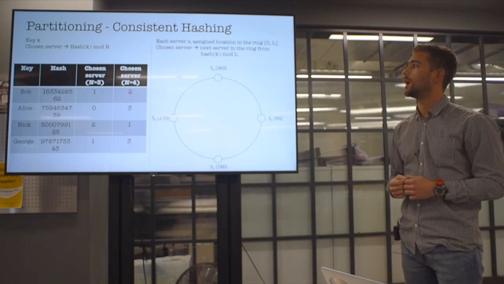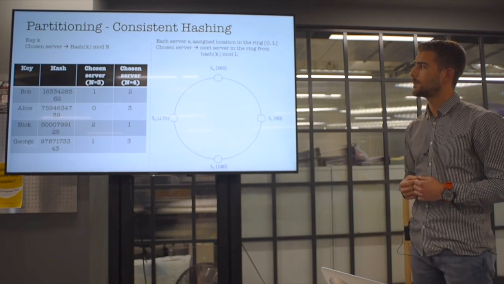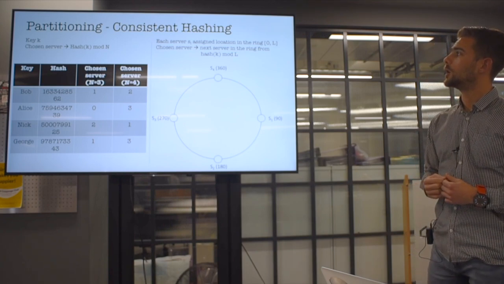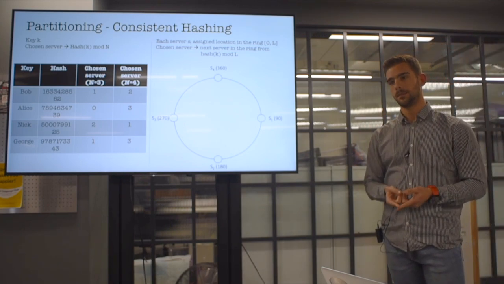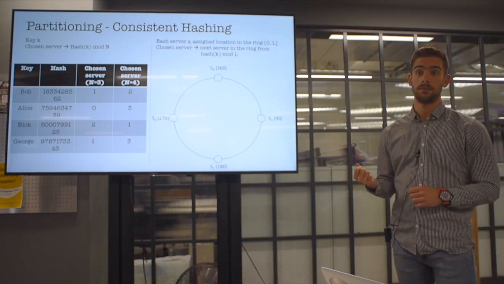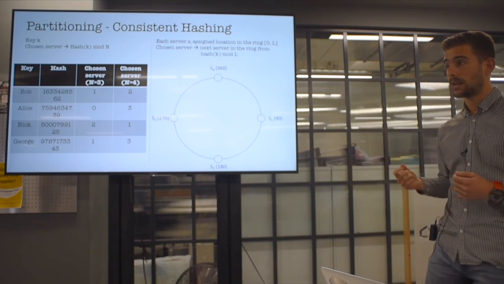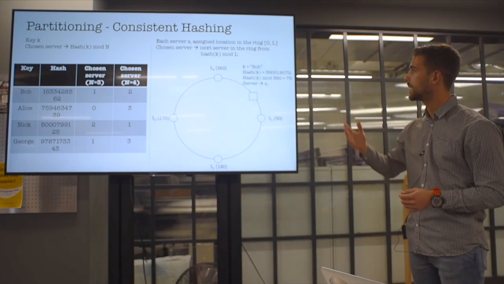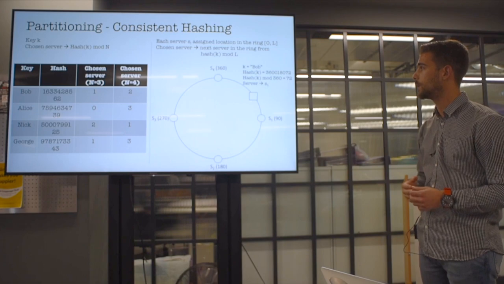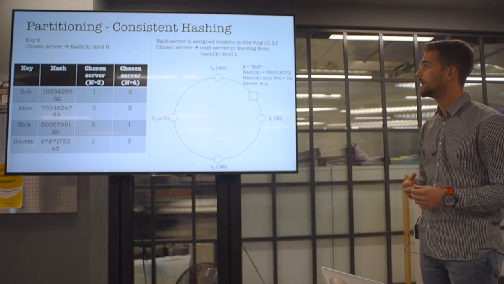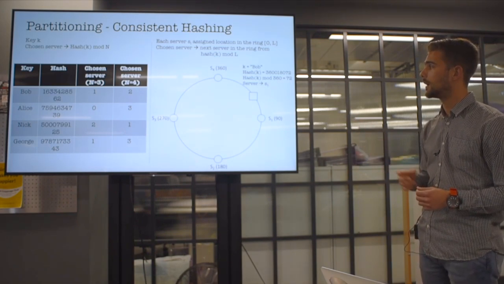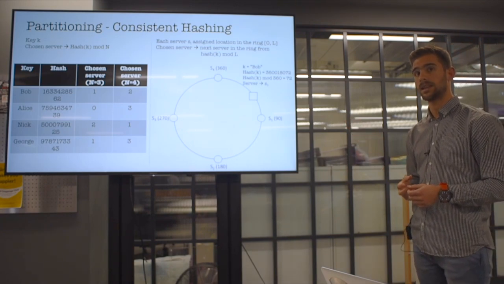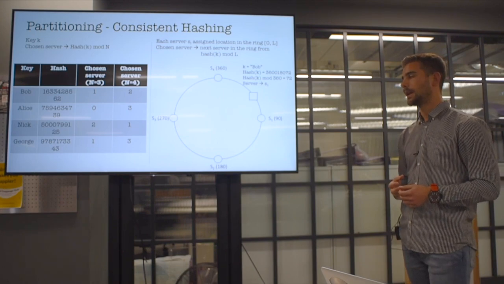And then what you do is whenever an item comes in, you hash that item again, and then you do a modulo the size of your range, and then you find the next server from that point on. That is the server that will have that item. So if the key Bob comes in and the hash is the one shown there, the modulo is 72, and the next server after that is server 1 at 90. So this is the server that would contain the key.